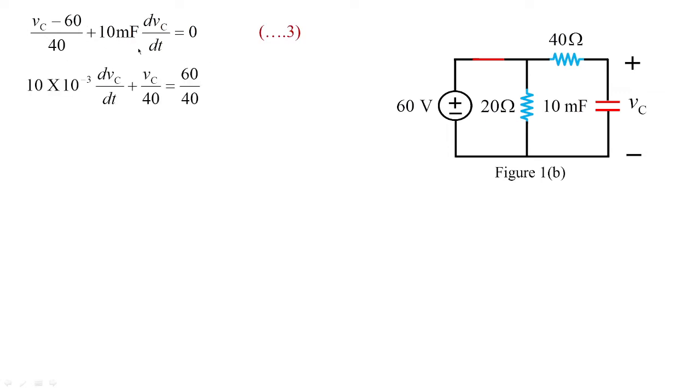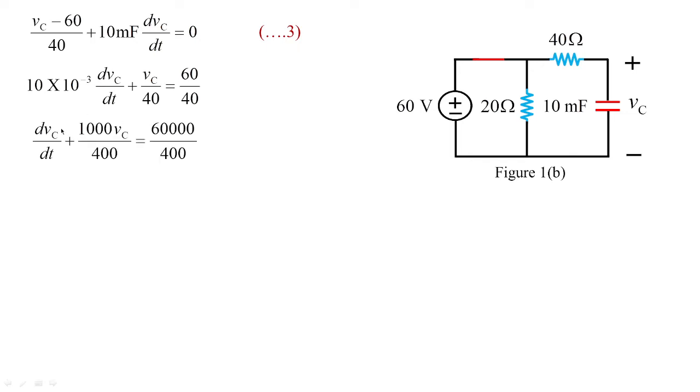Now I am going to simplify this equation 3. I am going to take this 10 millifarads dVc by dt as 10 into 10 to the power of minus 3 dVc by dt, plus you have Vc by 40, and you can see you have 60 by 40 also, which is equal to 60 by 40. So in this equation 3, we are taking the constant term on the right hand side. Is this clear? Just simplify this equation.